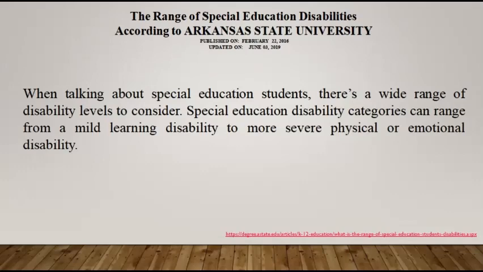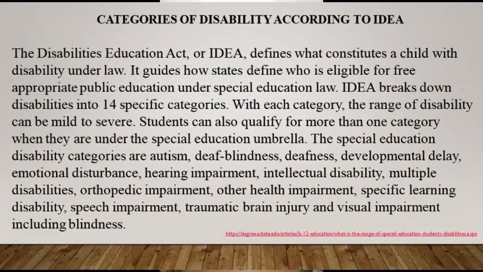The range of special education disabilities, according to Arkansas State University, published on February 22, 2016, and updated on June 3, 2019. When talking about special education students, there's a wide range of disability levels to consider. Special education disability categories can range from a mild learning disability to more severe physical or emotional disability.